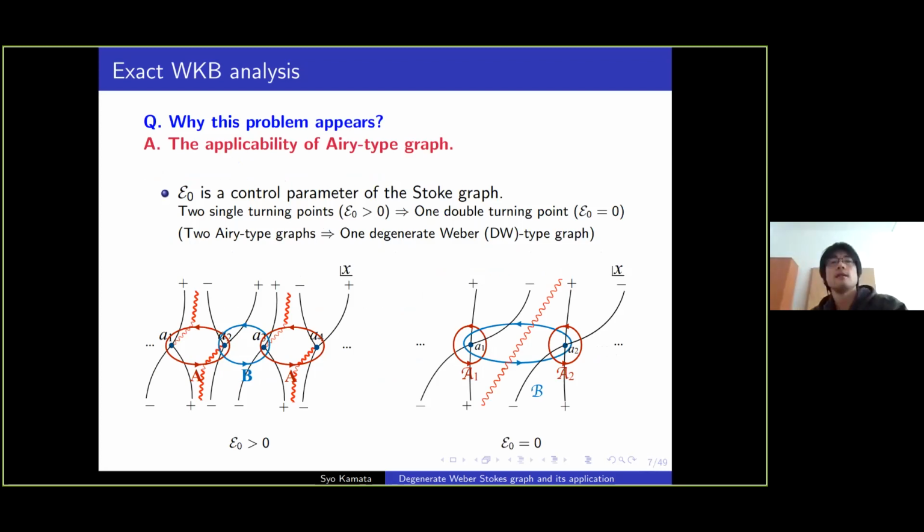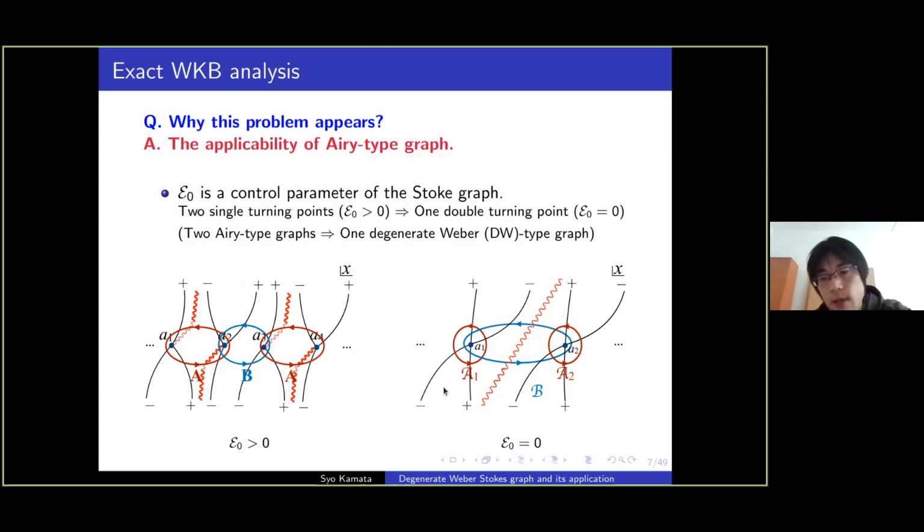So as I said, this Stokes graph is related to E0. And in this case, from the aspect of the dynamical system, E0 is now the control parameter of the Stokes graph. So meaning that there is a bifurcation when E0 is 0. So when E0 is larger than 0, we have ARA type Stokes graph like here, here, here, here, and we have 4 turning points, and each of them is a single turning point.